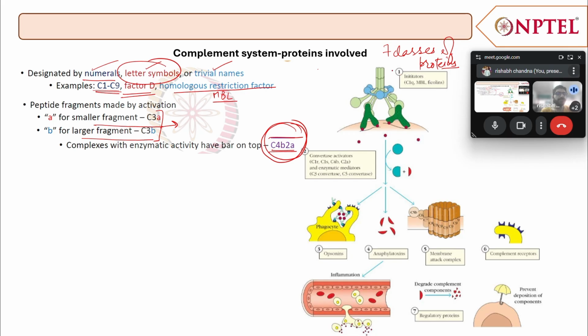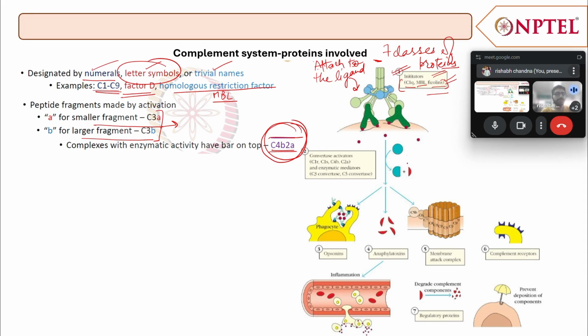So the first is initiators. Initiators are basically those proteins that initiate the complement pathway. There are three different classes of pathway that we'll study in the further slides, and there must be something that attaches to the ligand and directly initiates the complement pathway. Those are called initiators. For example, we have C1q, MBL, or ficolins. These three basically help in initiating the complement pathway.